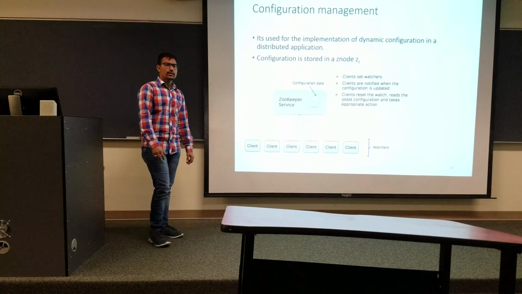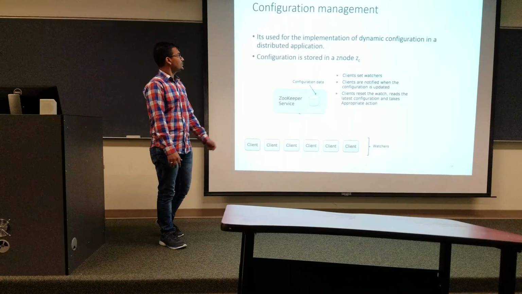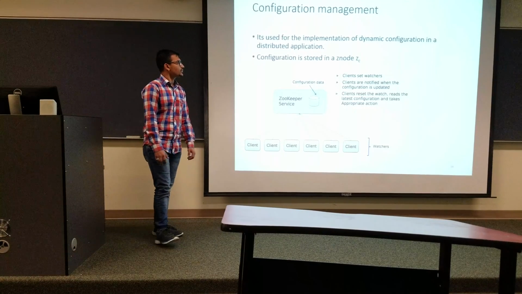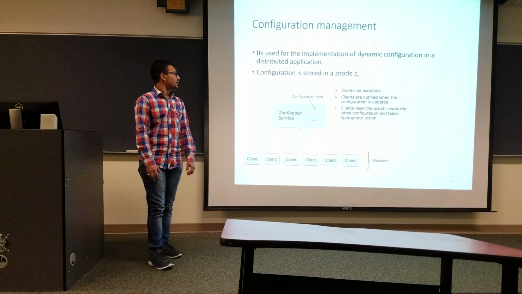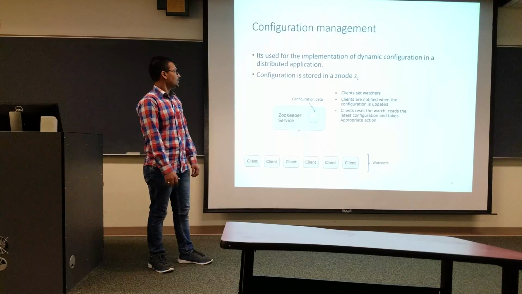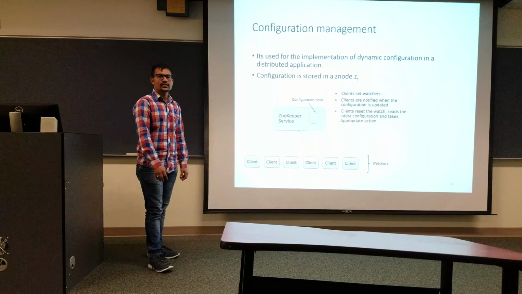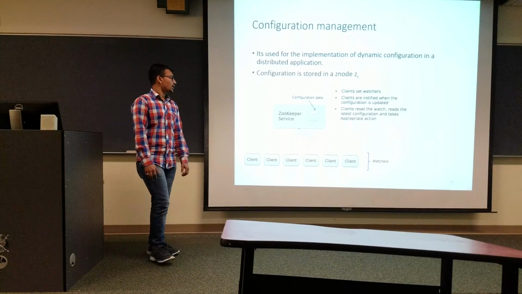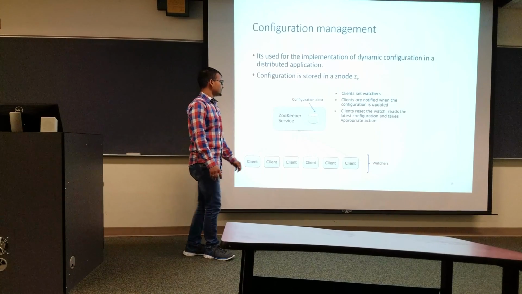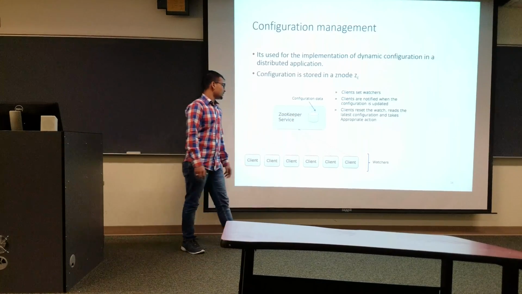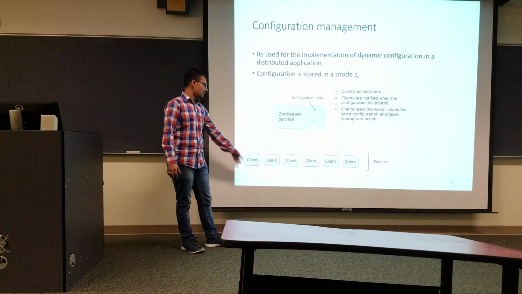Zookeeper primitives. The first primitive is configuration management. It is used for the implementation of dynamic configuration in a distributed application. The configuration is stored in the Z node ZC. This is the diagram of the configuration management. These are the configuration data and the Zookeeper service, and these all are the clients.